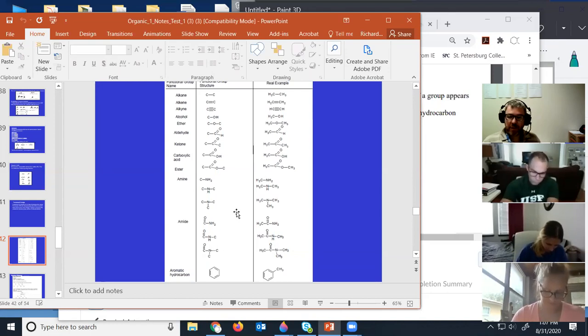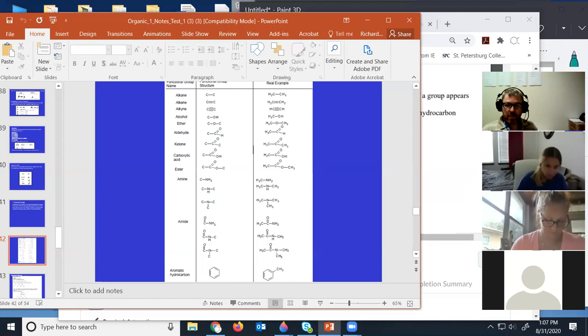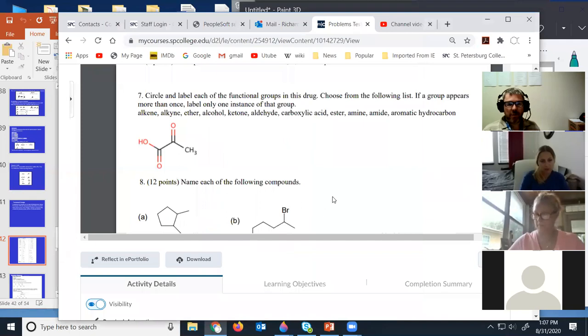Okay, any other questions about functional groups? Is each part of it like a functional group always? I'm not sure what you mean by that, Courtney. Like every single grouping, could you label the whole thing and cover every atom? I think I know what you mean.